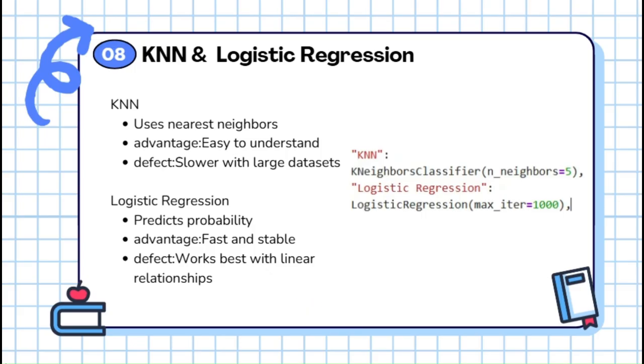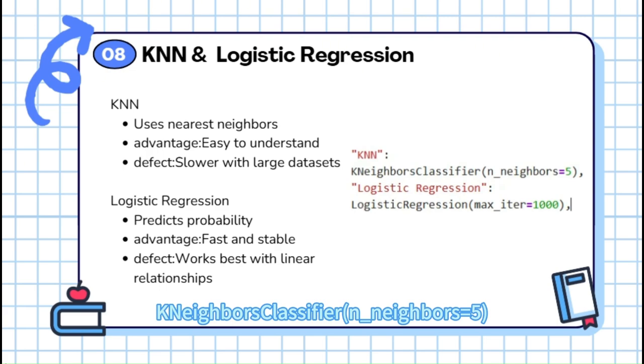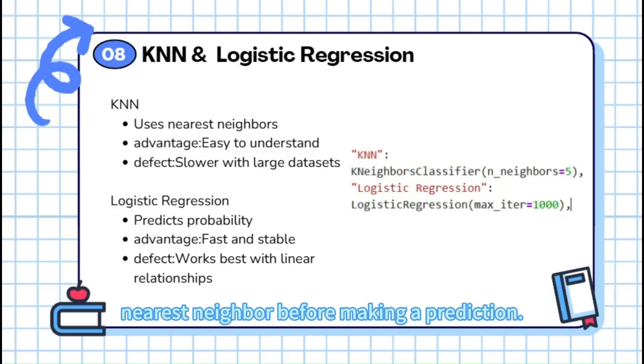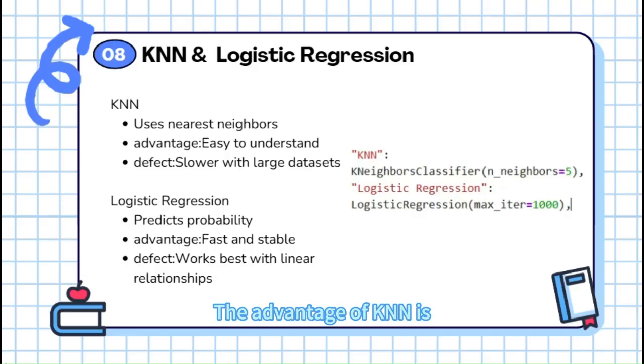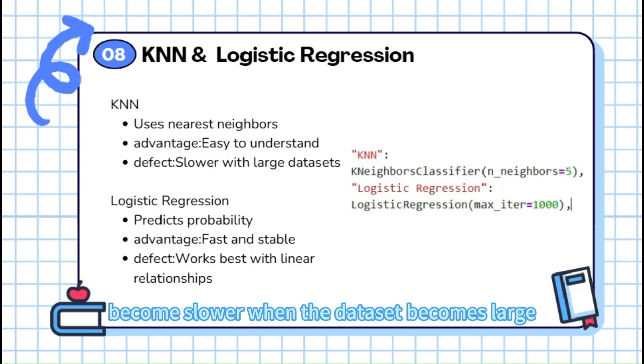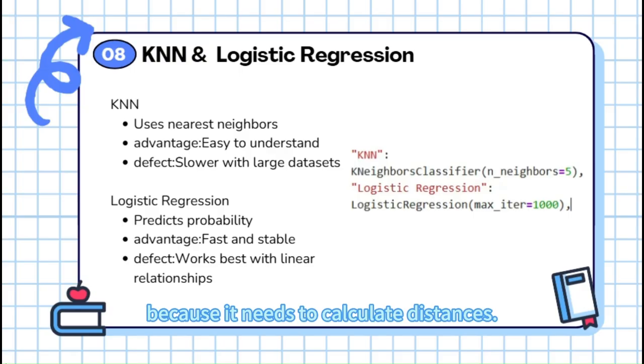This slide explains KNN and Logistic regression. First, KNN stands for K-nearest neighbor. KNN predicts a student dropout risk by looking at similar students. In the code we use KNeighborsClassifier and n_neighbors equals 5. This means the model looks at the 5 nearest neighbors before making a prediction. The advantage of KNN is that it is easy to understand. However, its disadvantage is that it becomes slow when the data set becomes large because it needs to calculate distances.